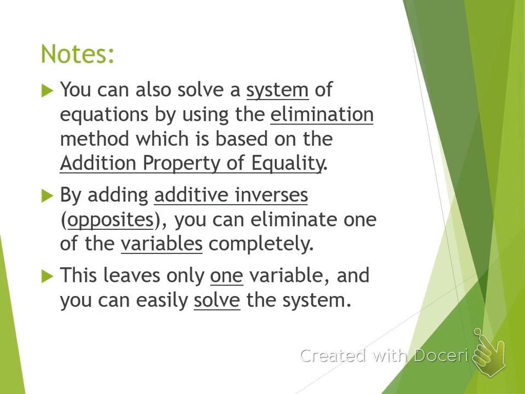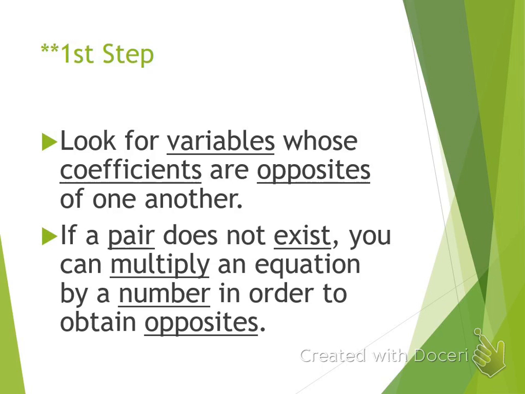You can solve a system of equations by using the elimination method, which is based on the addition property of equality. By adding additive inverses, also known as opposites, you can eliminate one of the variables completely. This leaves only one variable, and you can easily solve the system. First step, look for variables whose coefficients are opposites. If a pair does not exist, you can multiply an equation by a number in order to obtain opposites.